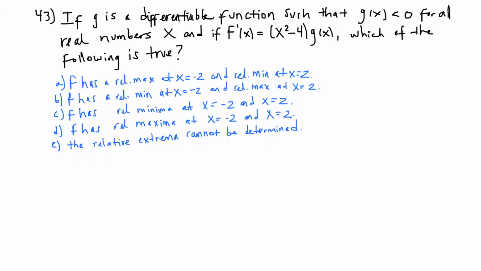So let me see what the answer choices are about. F has a relative max at x equals negative 2, relative min at x equals 2. Looks like B, C, D, and E are some variation of this is where the relative maximum happens and this is where the relative minimum happens. Or choice E says there's no way to figure out relative maxima or relative minima. So then it's about relative maxima and relative minima. And that's all I really need to know about the answer choices.